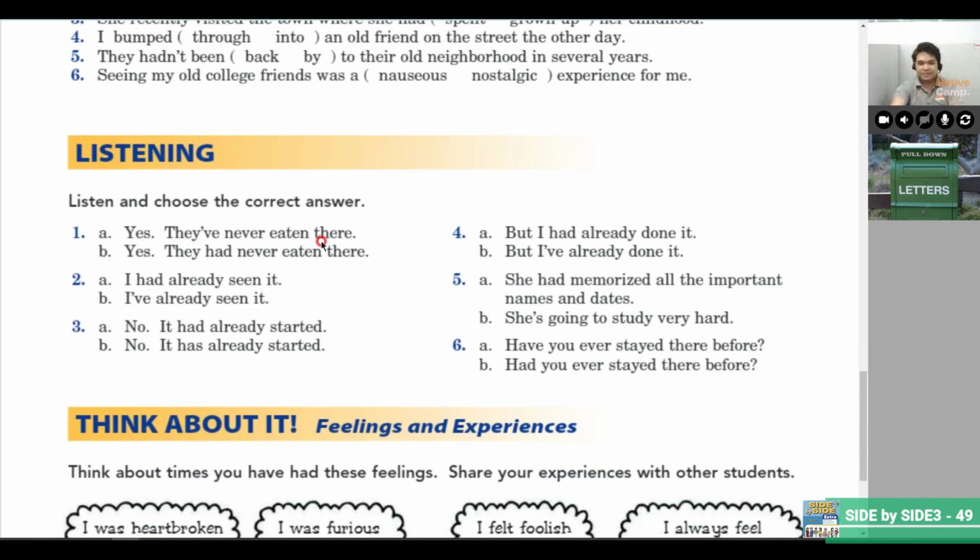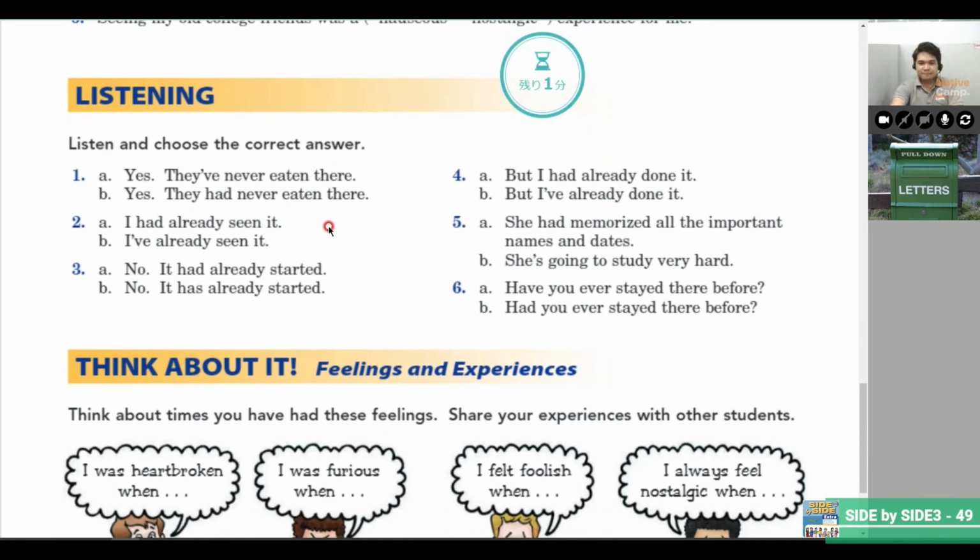All right, number one, listen. Did your parents enjoy eating at Joe's restaurant last night? Letter B. Yes, they had never eaten there. Correct. Number two. Why don't you want to see the new James Bond movie with us next weekend? I've already seen it. Okay, let's do one more. Did you get to the play on time last night? Letter A.